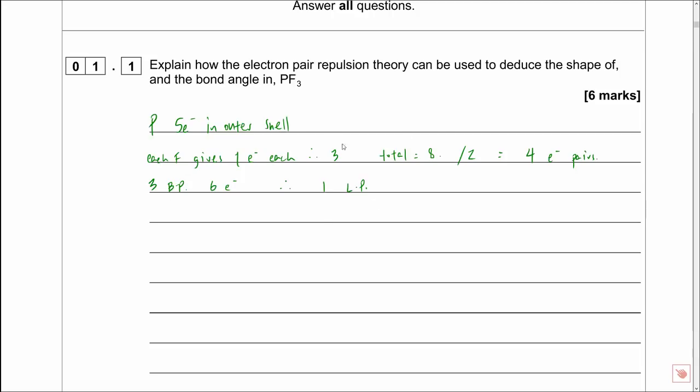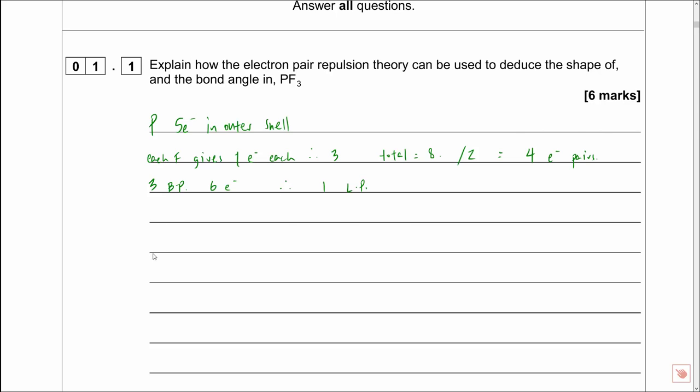So there's going to be loads of marks there so far. Looking at the mark scheme, we're probably scoring about 3 marks at this point out of 6. We've not talked about what the shape is, and we've not talked about the bond angle. So 6 marks is going to be quite easy. This bit here, we've not mentioned this idea of the electron pair repulsion theory at all.